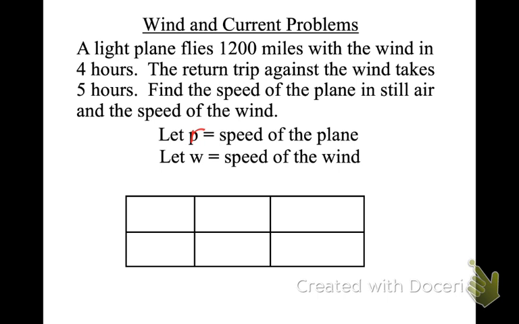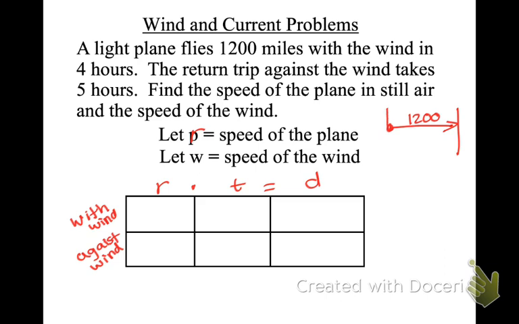A light plane flies 1,200 miles with wind in 4 hours. So I'm going to label this with wind. And the other one would be against. Again, we're doing rate times time equals distance. A light plane flies 1,200 miles with the wind. So here's the plane. I also like these because they're very predictable. He's going 1,200 in 4 hours.